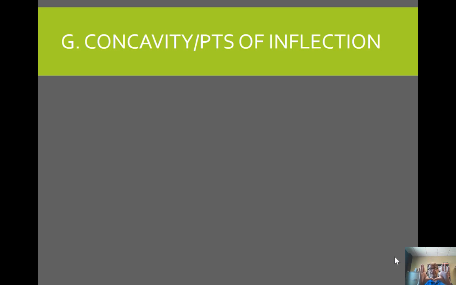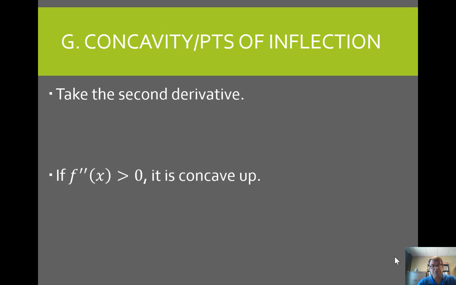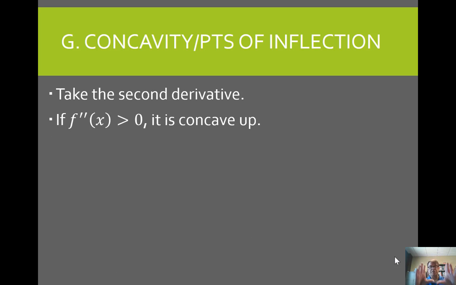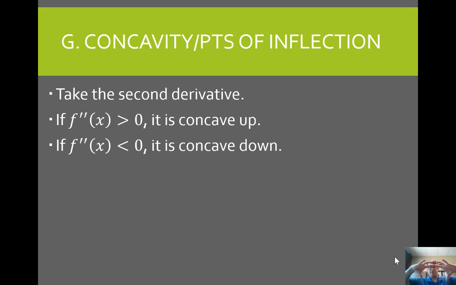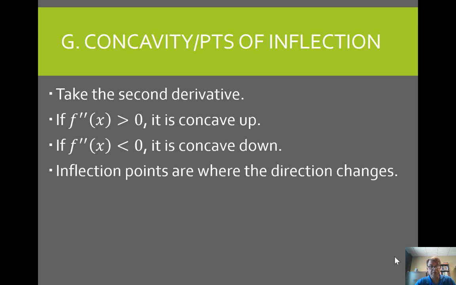So related is the concavity. Concavity means, is it concave up or is it concave down? Here we're talking about the second derivative. If the second derivative is greater than 0, it's concave up. If the second derivative is less than 0, it's concave down. And of course, inflection points are points where the direction changes.